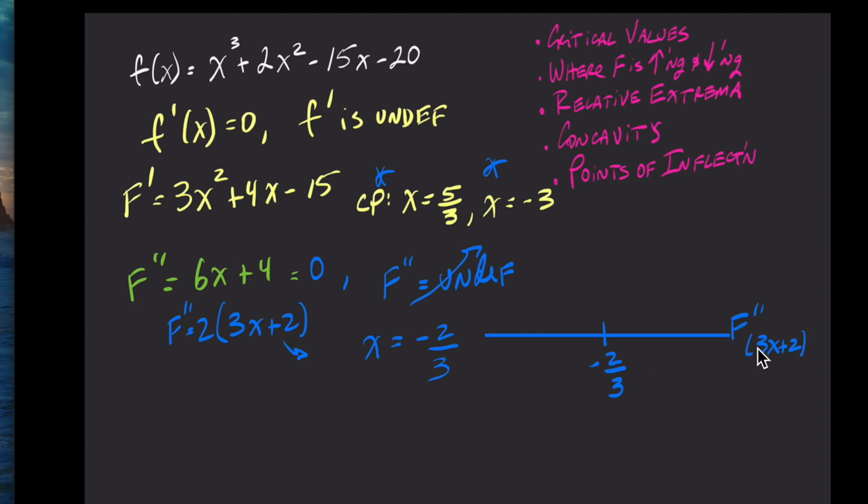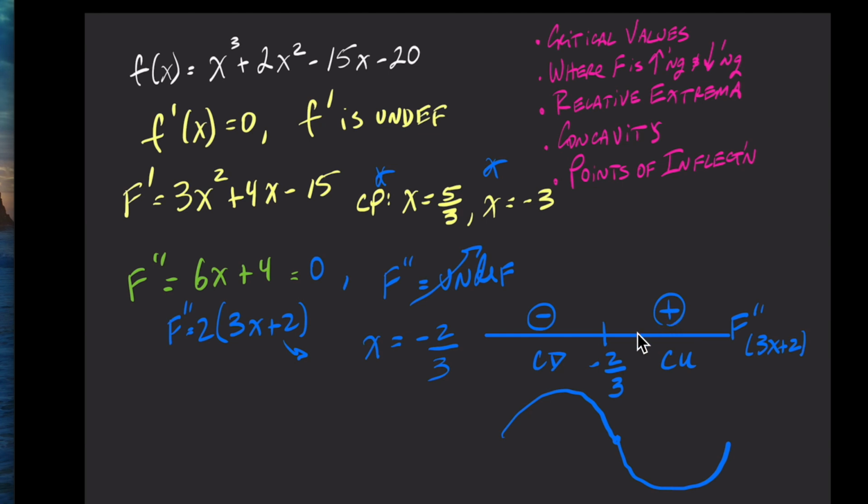If we plug in negative 10 here, we're going to get a negative value. And for this interval, let's use positive 10, and we're going to get a positive value here. Folks, that means that this portion of f, because the second derivative is negative, is going to be concave down, looking like so. And this part of the original function, because the second derivative is positive, is going to be concave up, like so.